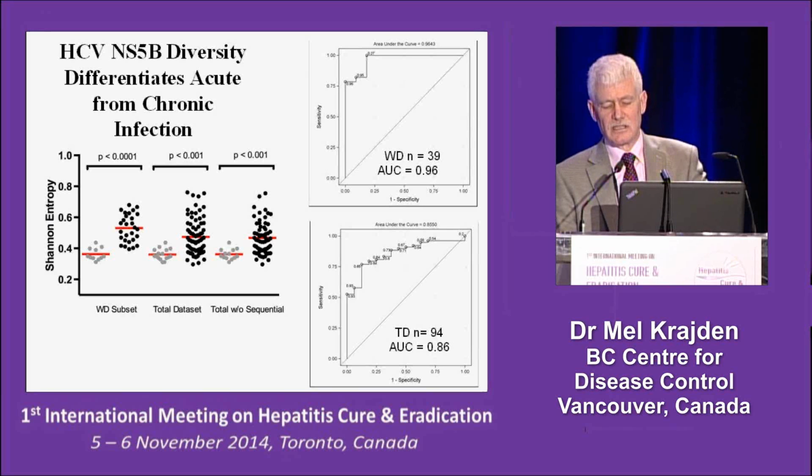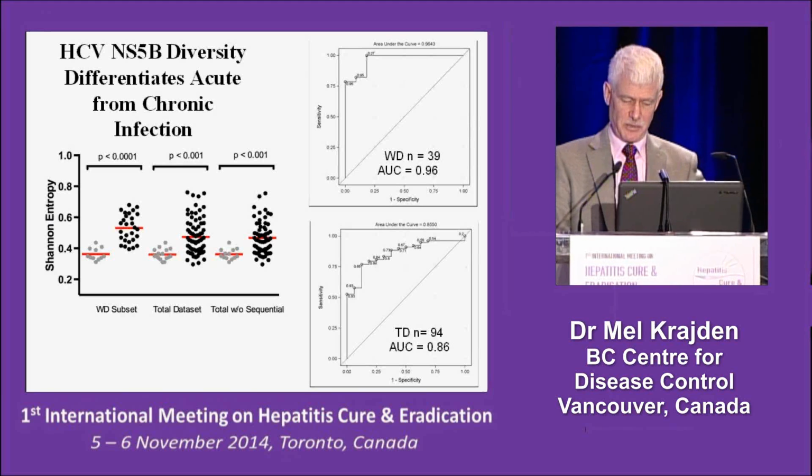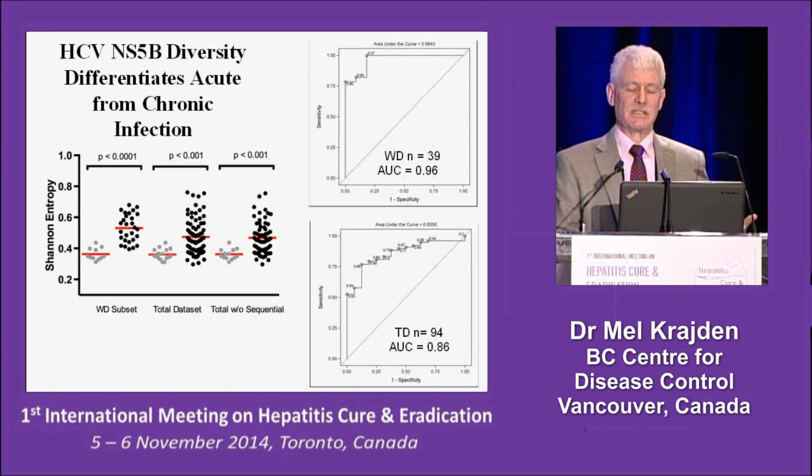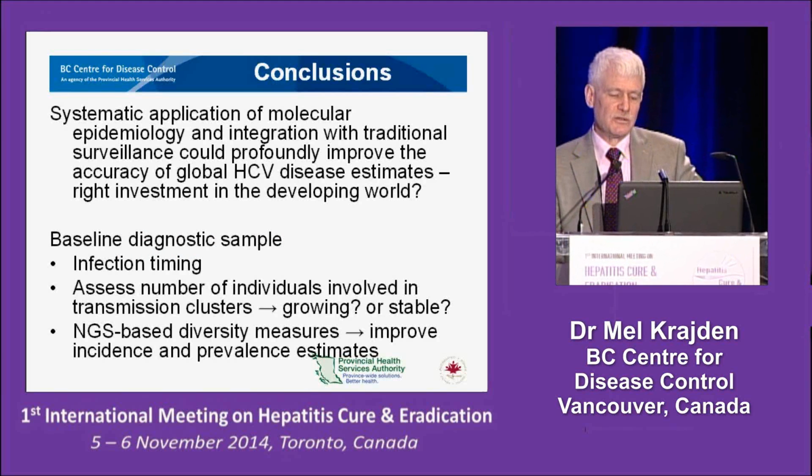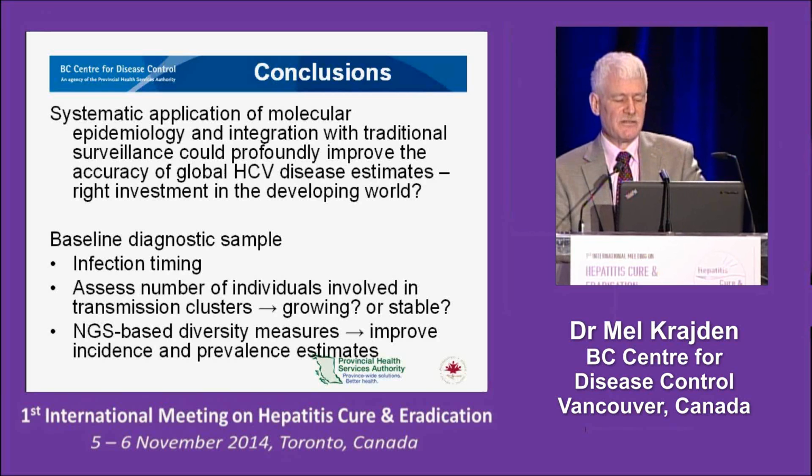And when we included a larger data set, which is the total data set, we still had an area under the curve of 0.86, which is pretty good for epidemiological purposes to define both incident versus prevalent infections. So in conclusions, we believe that systematic application of molecular epidemiology and integrating that with traditional surveillance could profoundly improve the accuracy of global hep C disease estimates.